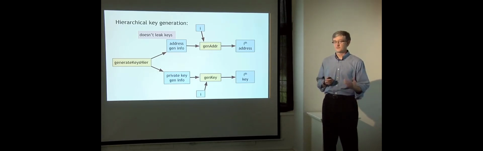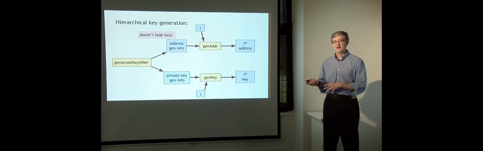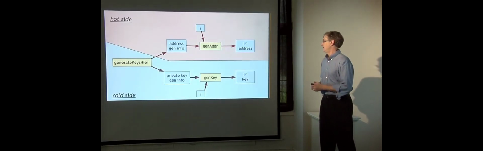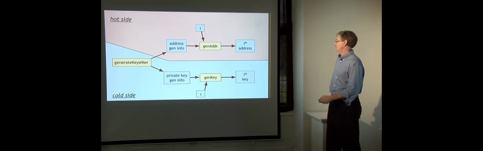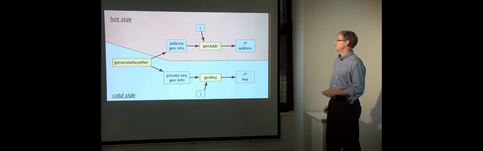And the reason this is useful for hot and cold storage is that we can take this operation and split it up between the hot side and cold side of our storage, like this. Everything that has a blue background here is done on the cold side, and everything that has a red background is done on the hot side. So what we do is at the very beginning, on the cold side, we do the generate keys hierarchical operation. We then take the private key generation info that makes and keep it on the cold side. And we take the address generation info that makes and pass it across to the hot side.